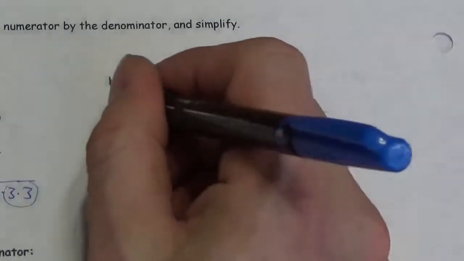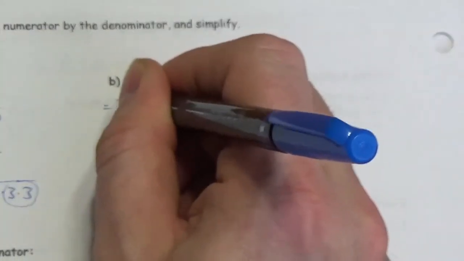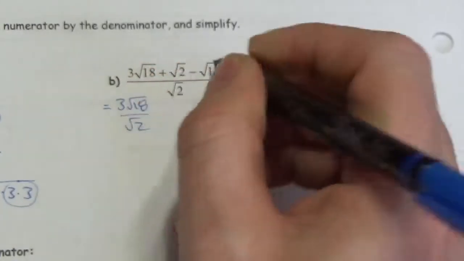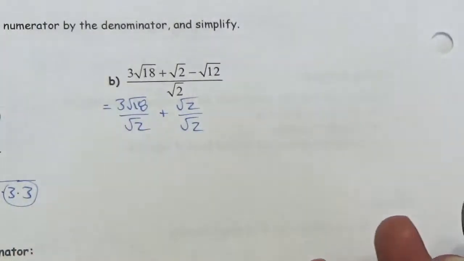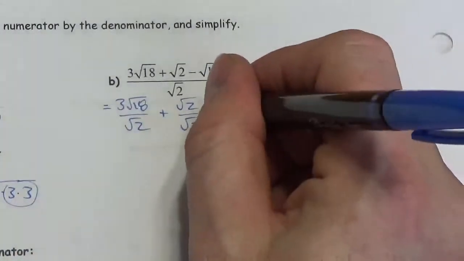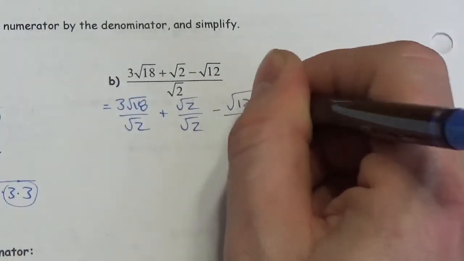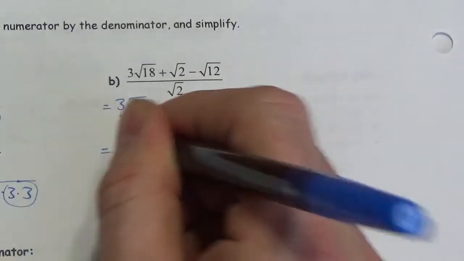Here, we're going to do the exact same thing. So this becomes 3 root 18 divided by the square root of 2 plus the square root of 2 over the square root of 2. I love that. That's just going to go to 1. You can see that immediately. Minus the square root of 12 divided by the square root of 2.